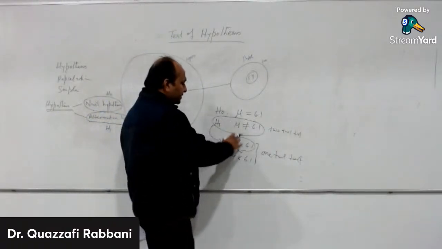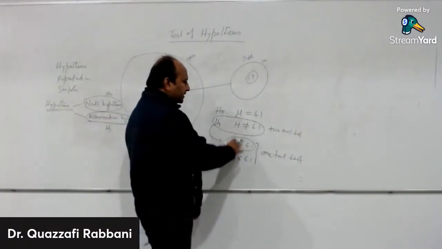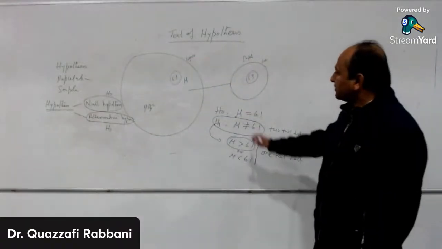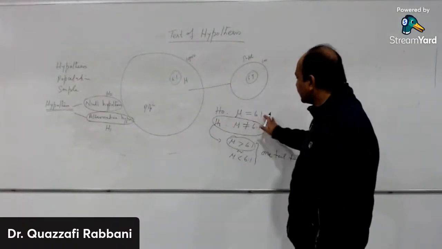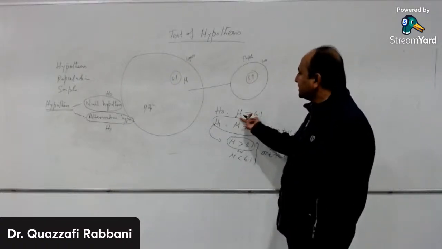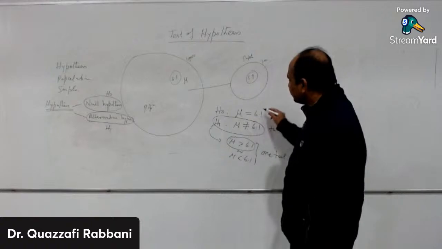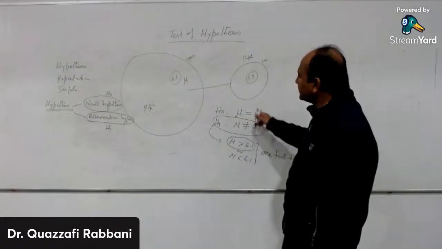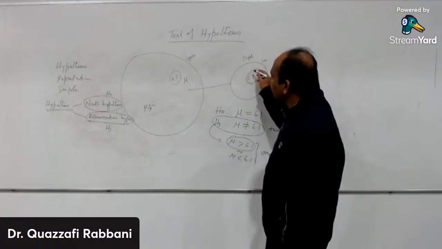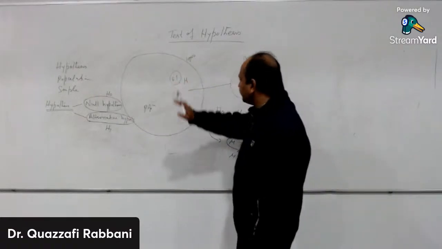So this is the null hypothesis. The null hypothesis is tested for possible rejection. Either you accept or reject the null hypothesis. If the null hypothesis is accepted, it means mu is equal to 6.1, so there is no difference. This difference is just by chance. We just support this claim.